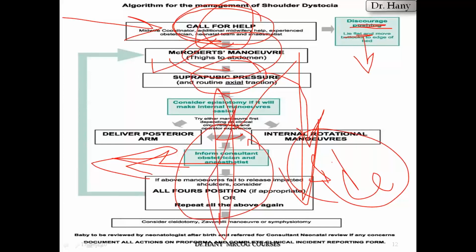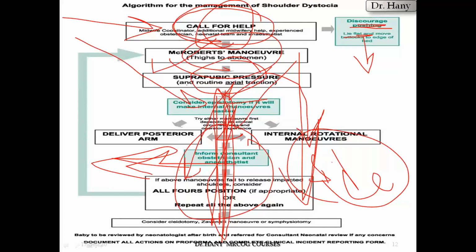Why? If you press the baby's shoulder from here, you will decrease the bisacromial diameter. If you come from the other side, you will expand the shoulder and increase the impaction, which is a bony impaction between the baby's shoulder and the symphysis pubis or the sacral promontory.